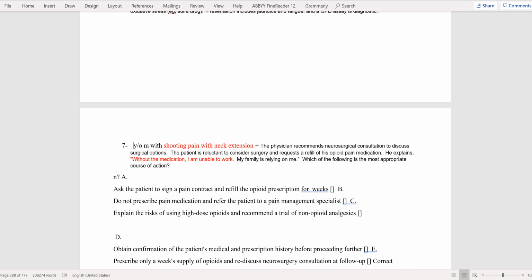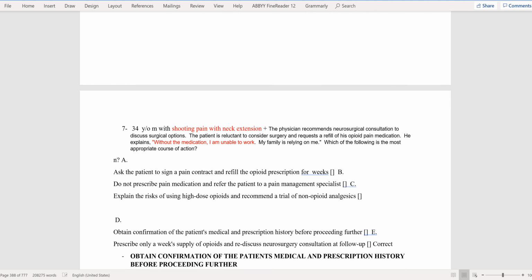Okay, so the story of this patient is that this is a 34-year-old young man who wants opioids. Before you give him opioids, you have to take a history, with confirmation of the patient's medical and prescription history before proceeding further. Asking him to sign a pain contract and refilling the opioid prescription may be helpful in decision making, but it's not as important as this one.